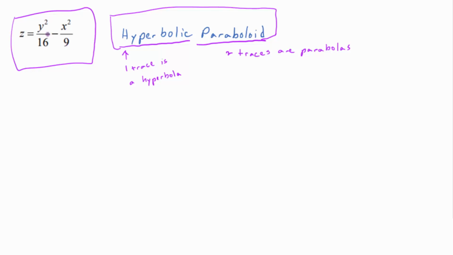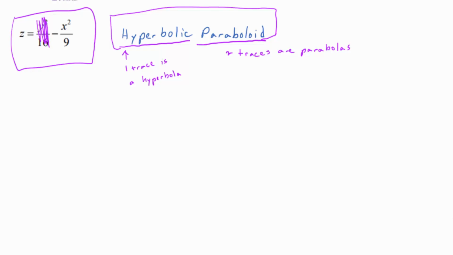What if you let y equal 0? 0 works here as well. Then y squared over 16 is knocked out, and you get z is equal to negative x squared over 9, which is in the xz plane. That would be a trace in the xz plane. And what kind of object is that? So there's 2 kinds of traces that are parabolas.